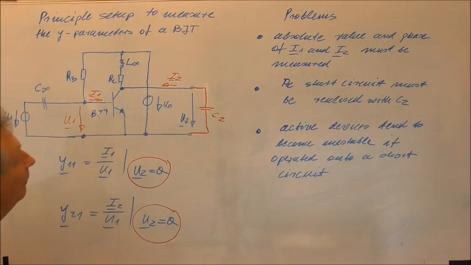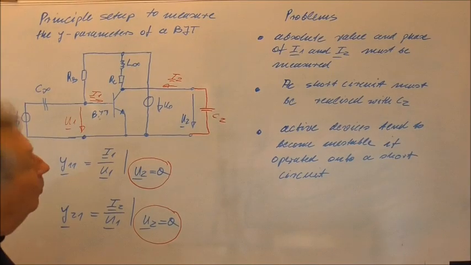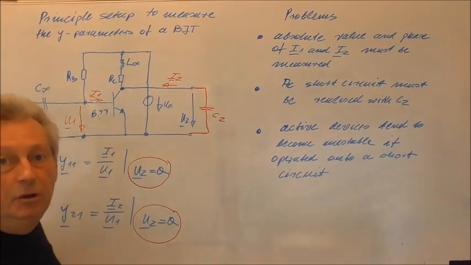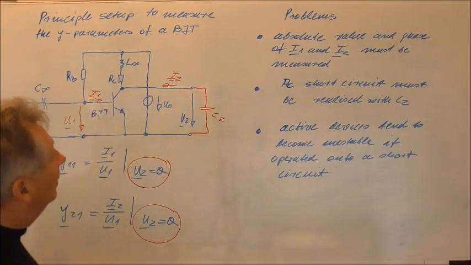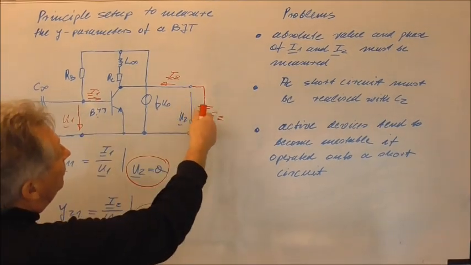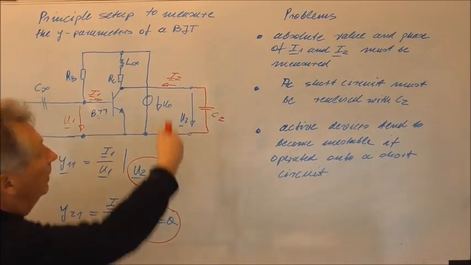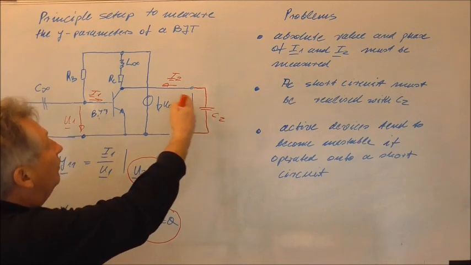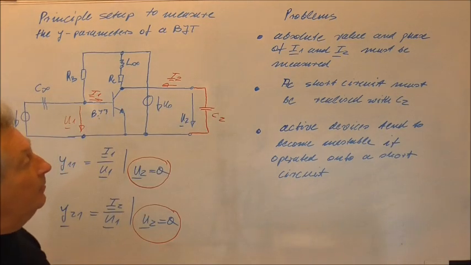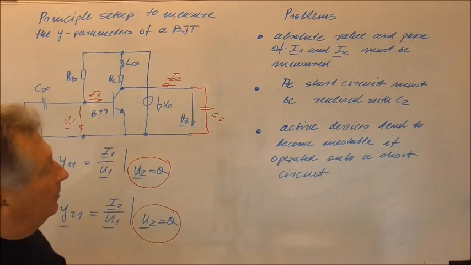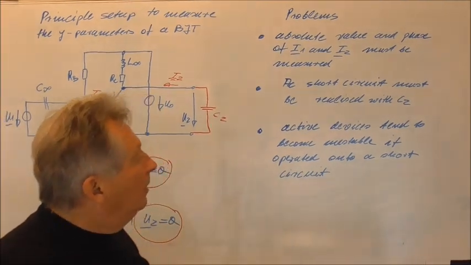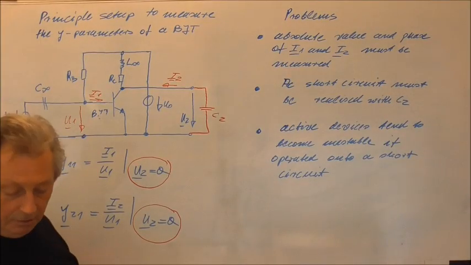And we also have another problem which arises if we think about waves. Of course, a wave will enter the BJT, and this wave will be amplified. And if I have a short circuit at the output of the active device, the amplified signal is then reflected back into our active device. And this results in the active device tending to become unstable if operated on a short circuit.